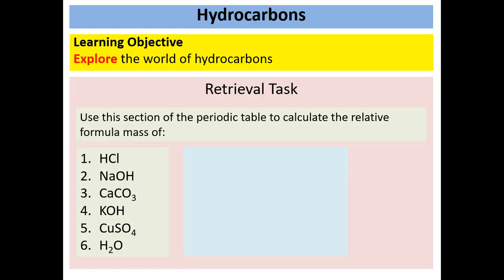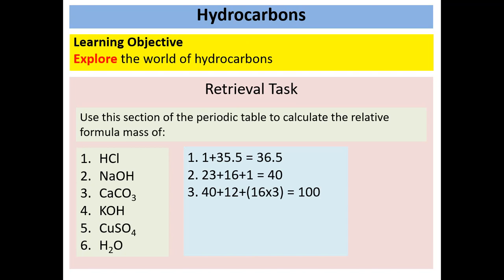Okay then, going very quickly through the answers. HCl, hydrochloric acid: if we add the top numbers together, we have 1 add 35.5, giving 36.5, making sure that you're checking your answers and you know if you've made any mistakes. Moving on, sodium hydroxide: 23 for sodium, 16 for oxygen, 1 for hydrogen, giving 40. Next one is calcium carbonate: 40 for calcium, 12 for carbon, 3 lots of oxygen of 16, gives 100.